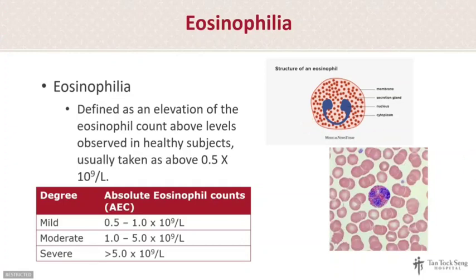The cytoplasm contains many granules known as specific granules, which are stained orange red with acidic dyes like eosin. The degree of eosinophilia is subdivided into mild, with an absolute eosinophil count of 0.5 to 1, moderate if the absolute eosinophil count is 1 to 5, and severe if it is greater than 5 times 10 to the power of 9 per liter.